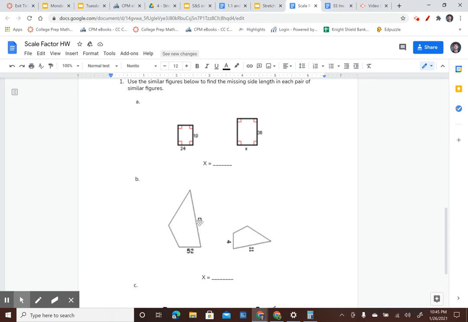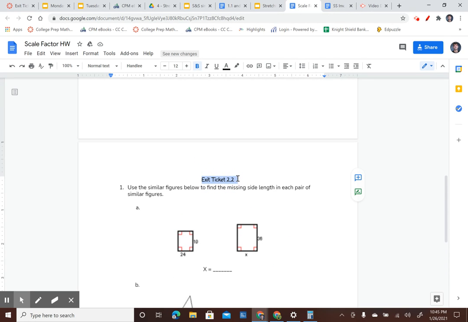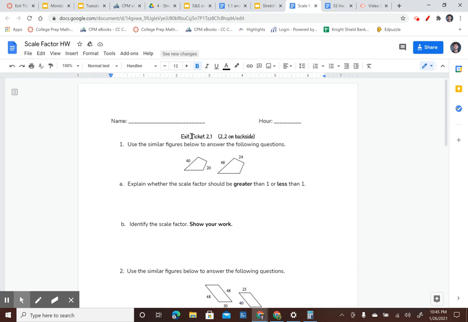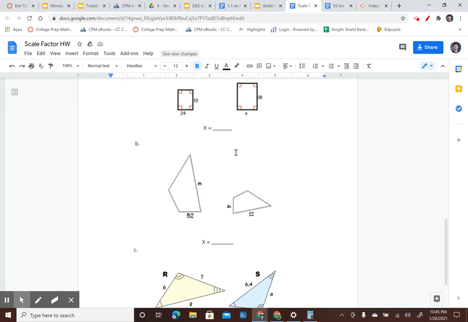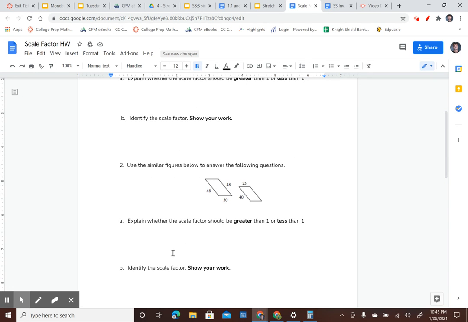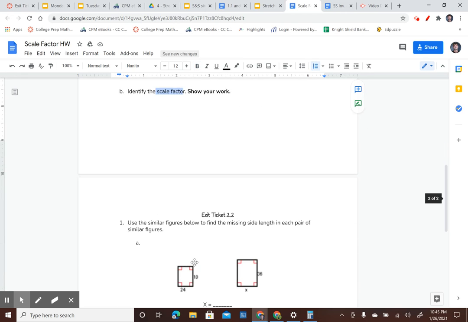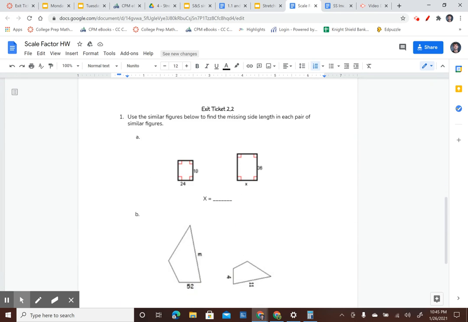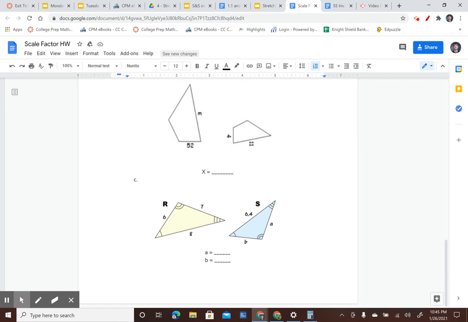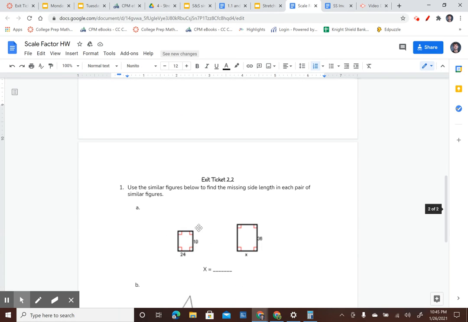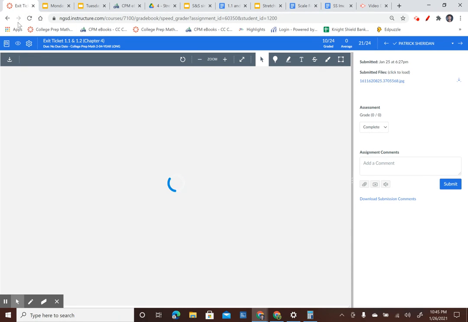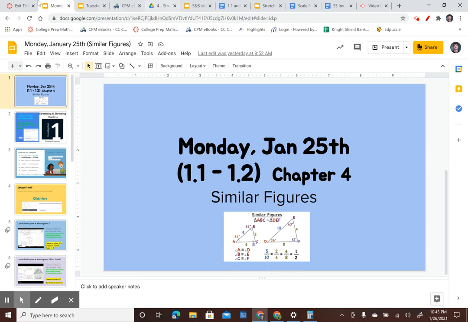Once you're finished, you're going to hop over here to your exit ticket. So it says exit ticket 2.2. It's on the back side of exit ticket 2.1. And so you're going to complete this. Again, you need to figure out the scale factor just like you did here. Identify the scale factor. You're going to use that to figure out the missing side, because you can think of scale factor as basically the number you multiply by. And then once you complete the front and back side, both 2.1 and 2.2, you are going to go into Canvas and you are going to submit your work into Canvas, okay? So good luck. Thank you very much.